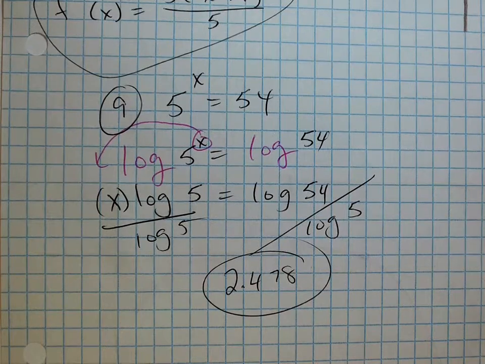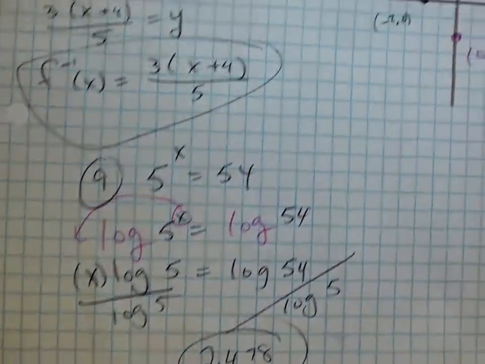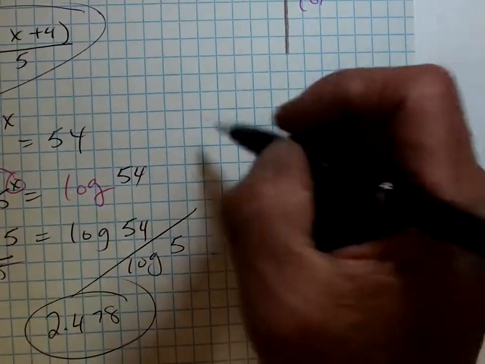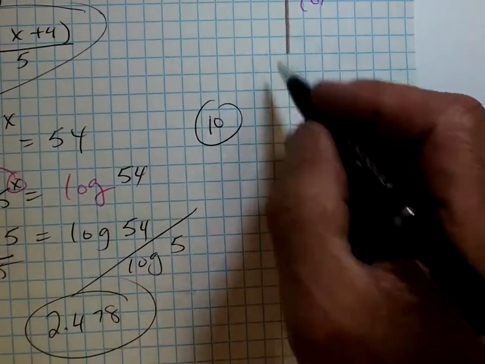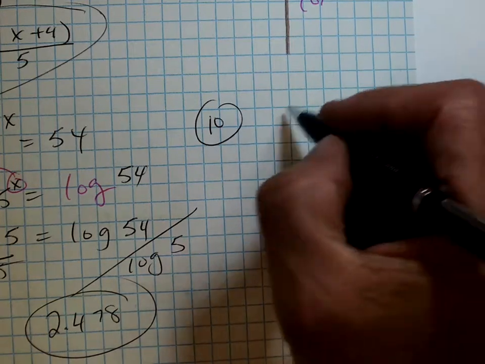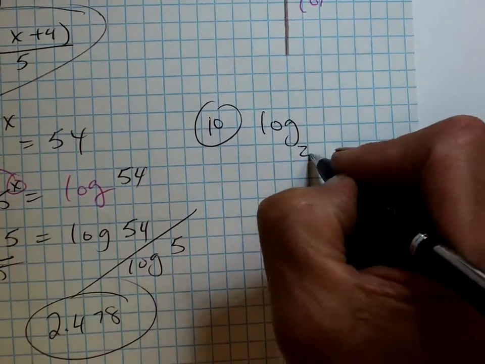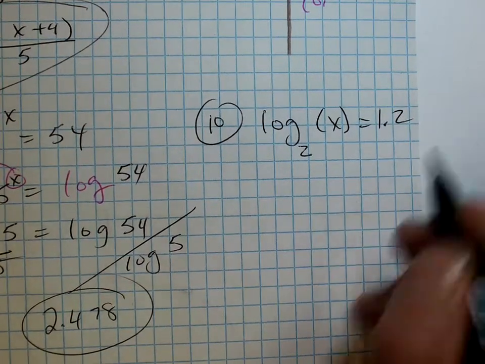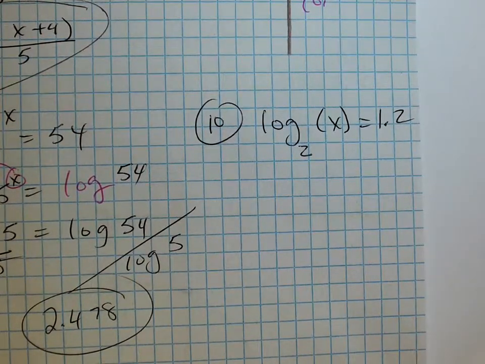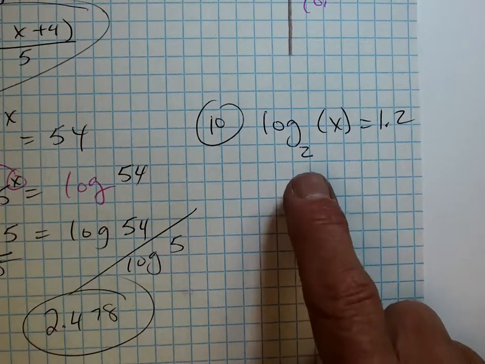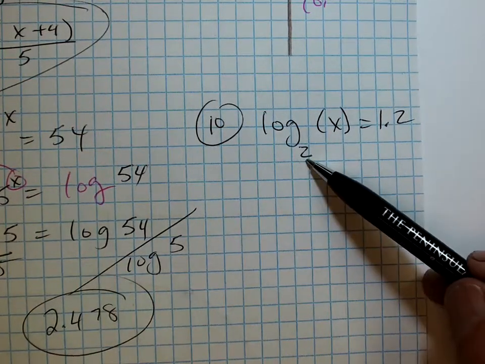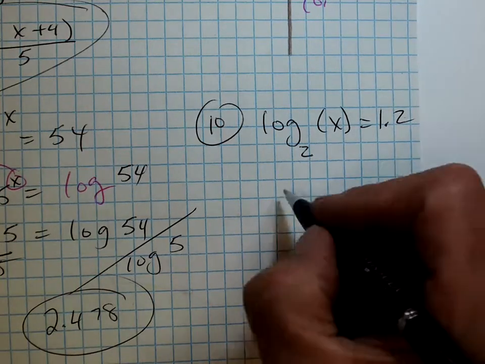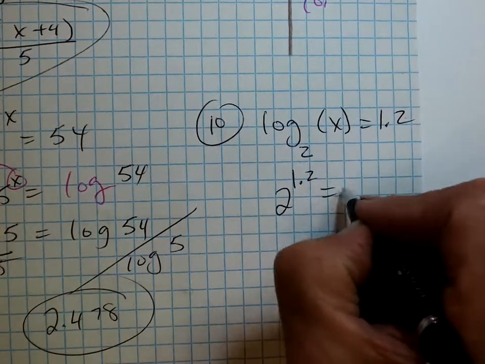Okay. All right, let's take a look at number 10. Number 10 again is like our warm-up, one of the ones we did. I'm going to rewrite it down here so I've got room to work. I've got log base 2 of x equals 1.2. Your calculator won't do this one because it's an x, right? But that's okay because we're going to change it to exponential form. 2 to the 1.2 equals x, okay?